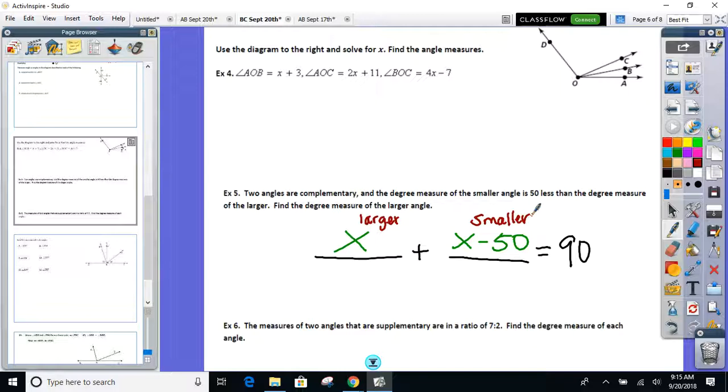Now, could I have called the smaller one x? Yes, but what would I have called the larger one then? x plus 50. So there are different ways to go about it. And then we're okay solving this. 2x minus 50 equals 90. 2x equals, let's see, 140. x equals 70. Go back, guys, reread the question for me. What am I asking for? Degree measure of the larger angle. What did we call the larger angle? x. Okay, we're done. 70 degrees.